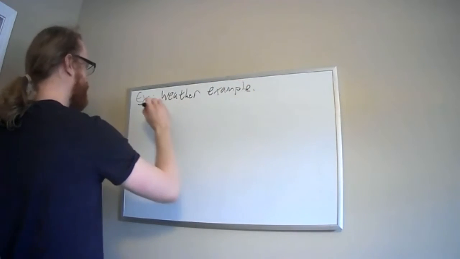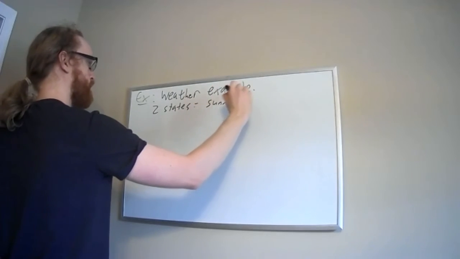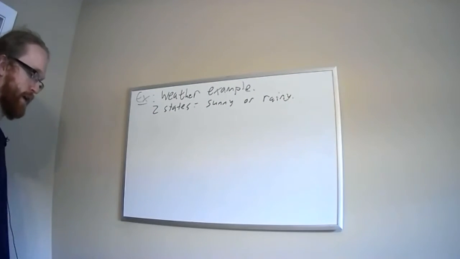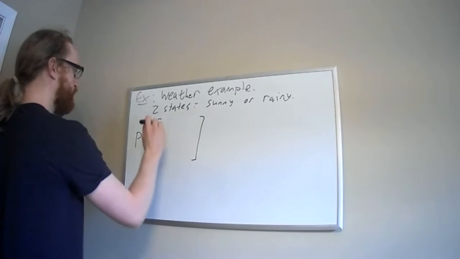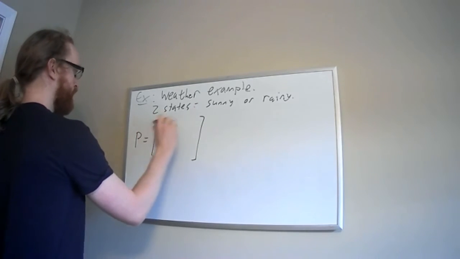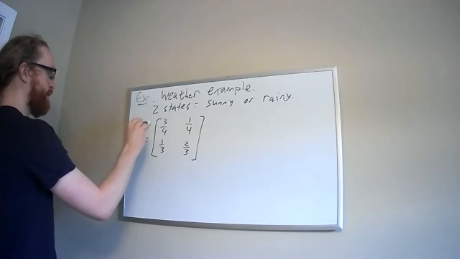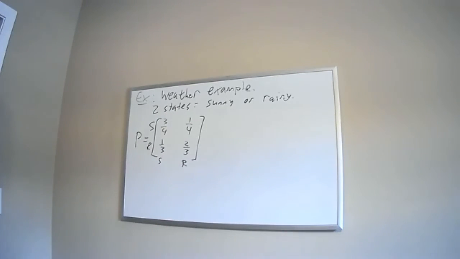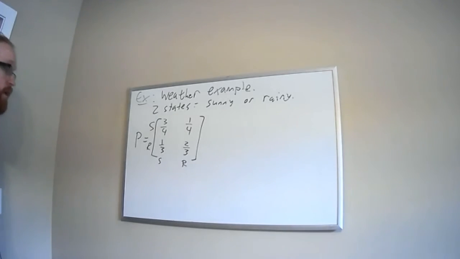So if we remember, there are two states. Either sunny or rainy. And we had this transition matrix. We found this before. The transition matrix was 3/4, 1/4, 1/3, 2/3. And I had labeled it so that it was sunny, rainy, sunny, rainy. So this is our transition matrix. And these were the labels so we could make sense of these numbers and what they represent.